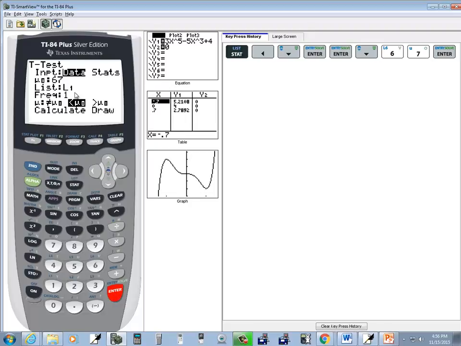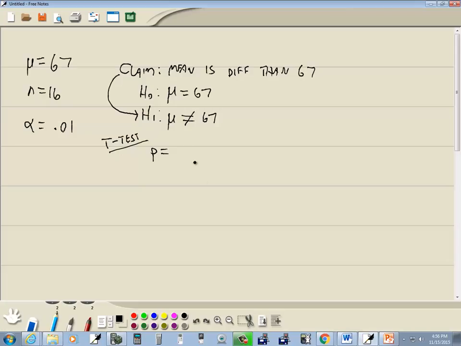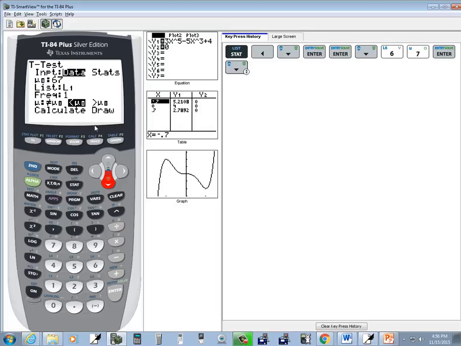Now the list, this is where we put our data at. We put ours in L1. If you don't have L1 there, do second 1 to put L1 there. Now down arrow to frequency, and you should have a 1 there. If you do not have 1, press alpha to take off alpha lock, and press your 1 button once, and then down arrow. And this is the symbol on H1. Well, the symbol on H1 is a not equal to, so I want the not equal to selected. So I put my flashing cursor on not equal to and press enter. Then I'll down arrow to calculate and press enter.